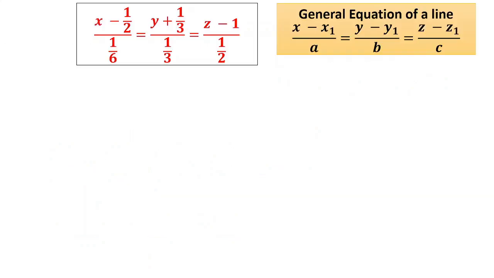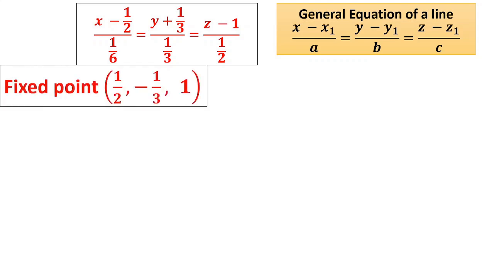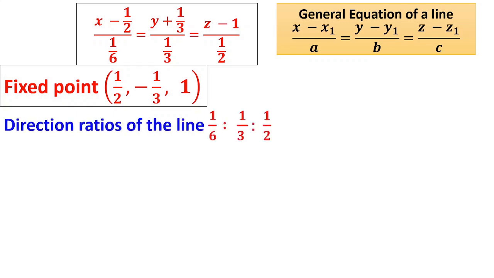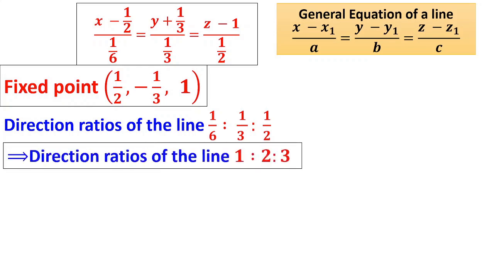I am taking this general equation once again: x minus x1 by a, y minus y1 by b is equal to z minus z1 by c. Now identify it. The fixed point is 1 by 3, minus 1 by 3 and 1. Then what are the direction ratios? 1 by 6, 1 by 3, 1 by 2. You can leave it as it is, but you can write it like this also.